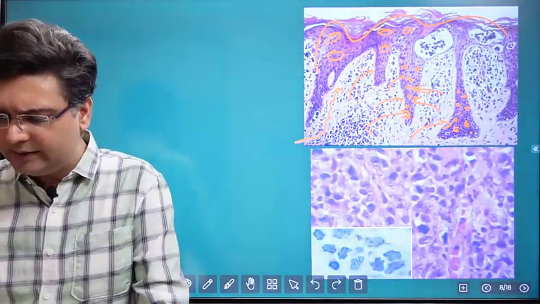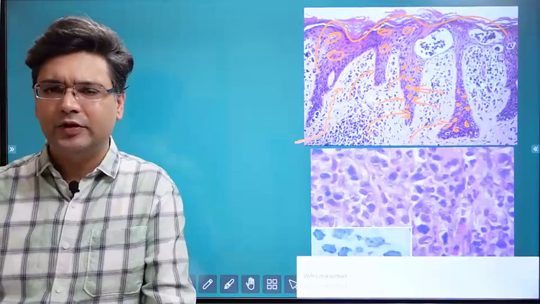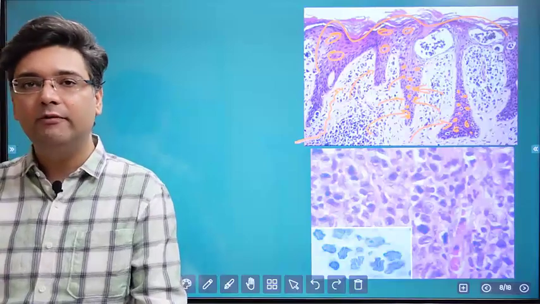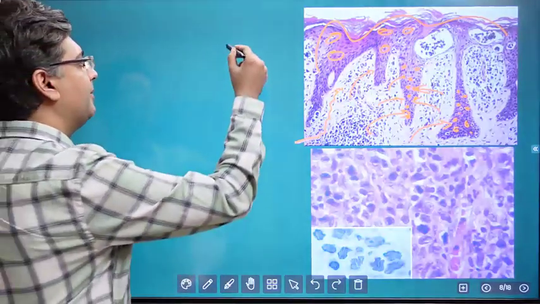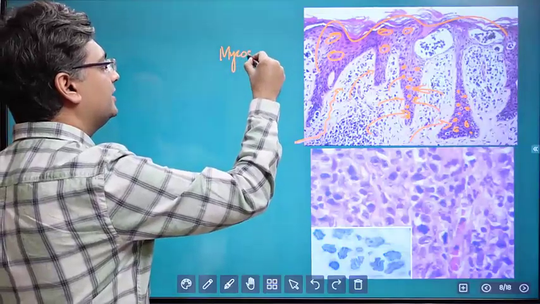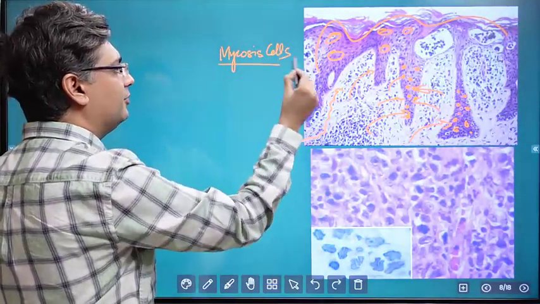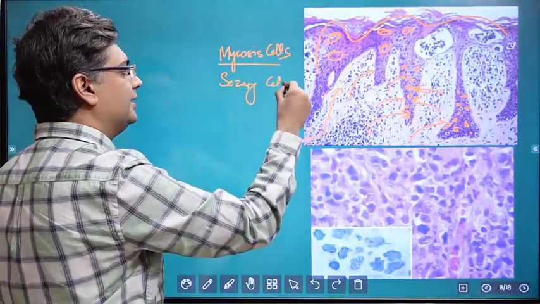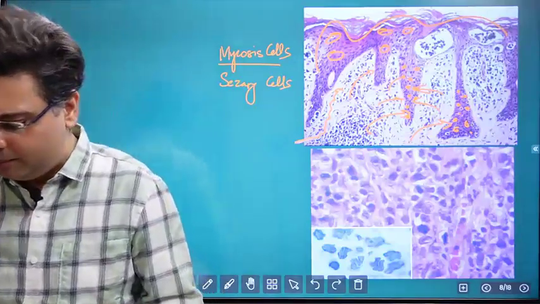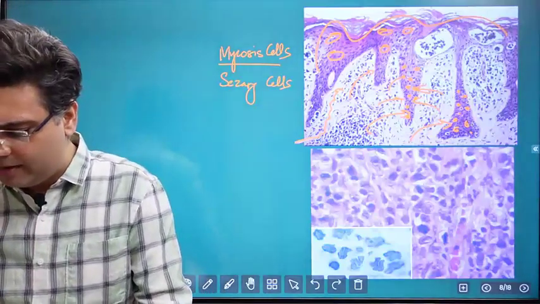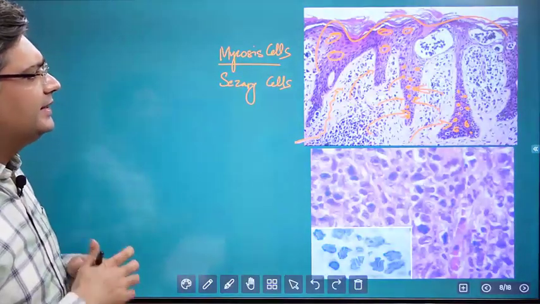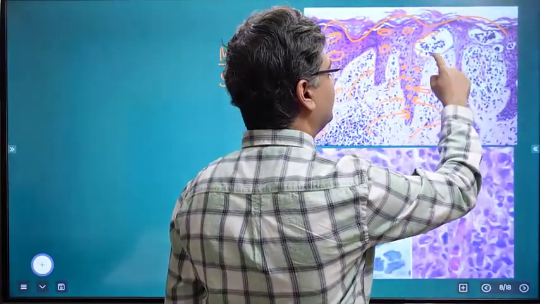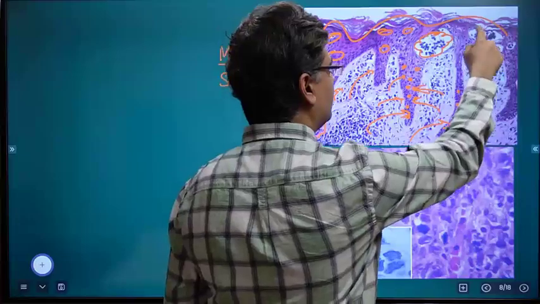So what we see is these abnormal cells which are moving from the connective tissue to the epithelium, these abnormal lymphocytes, are also called mycosis cells, and these cells are also called Sézary cells. Okay, one and the same thing. Now, another thing I wanted to talk about is that when these cells invade here, certain micro abscesses are also formed because of the destruction of the epithelium.